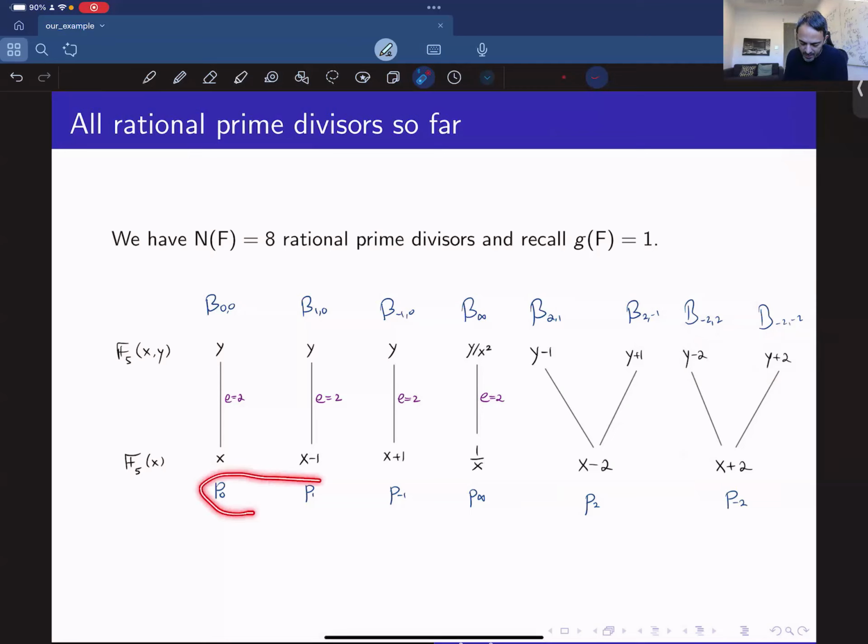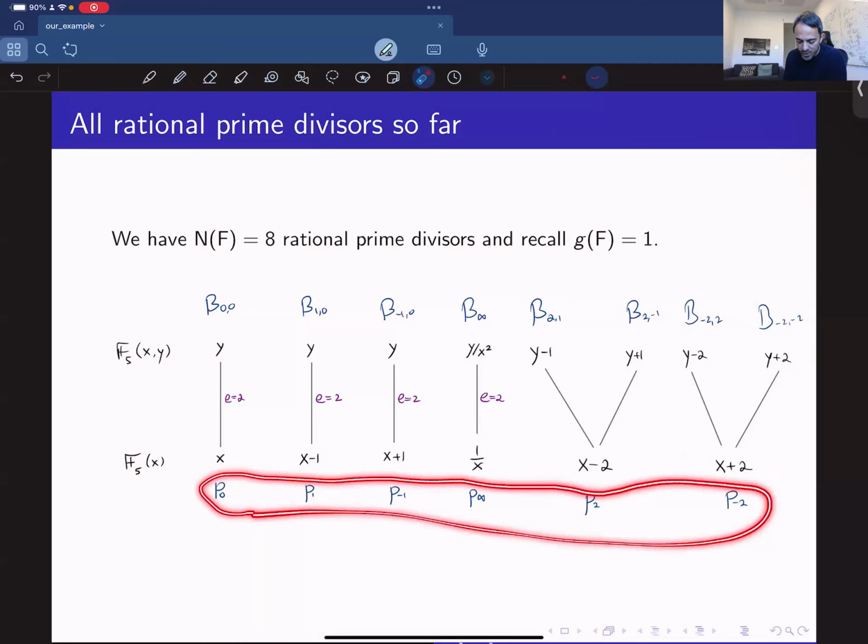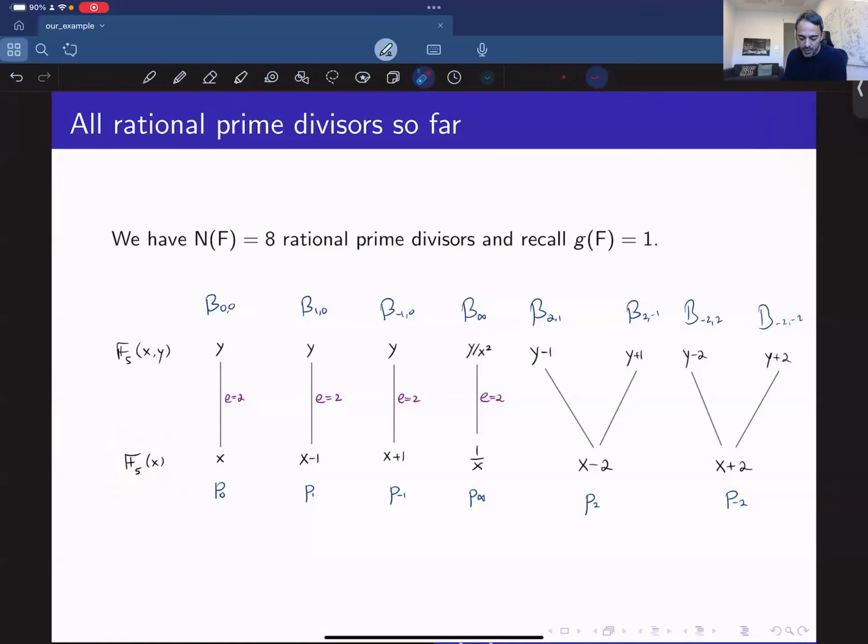And since these are the only rational places of f5 of x, right? We know that at f5 of x, you have a rational place for every element in the field and infinity. The other prime divisors, there are infinitely many prime divisors here, but they are not going to be rational. They are going to correspond to irreducible polynomials of larger degrees. And the degree of the prime divisor is just the degree of that irreducible polynomial. So this is all you have. So this means that these are the only prime divisors.